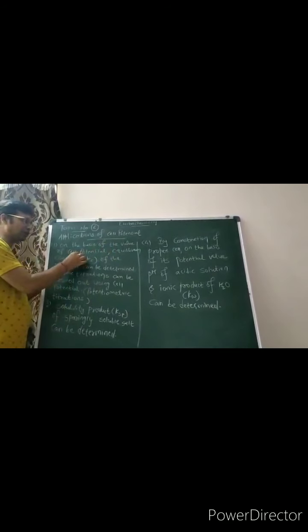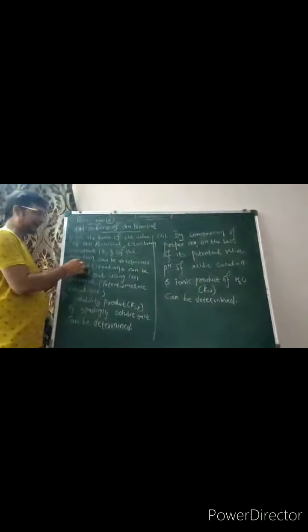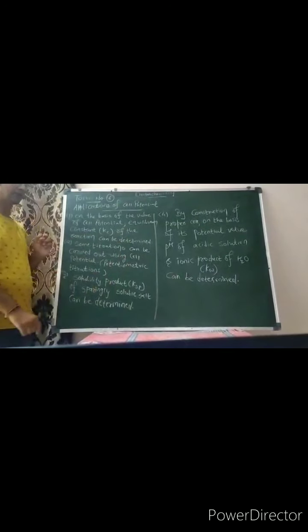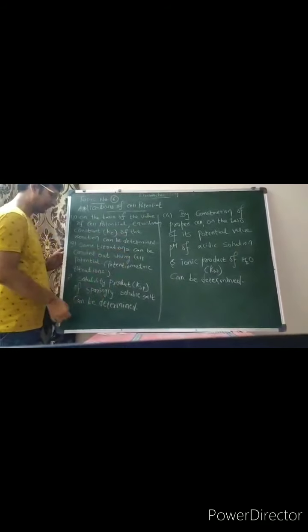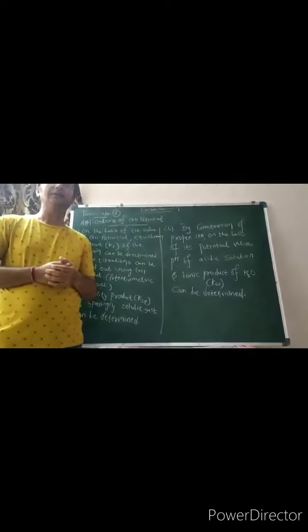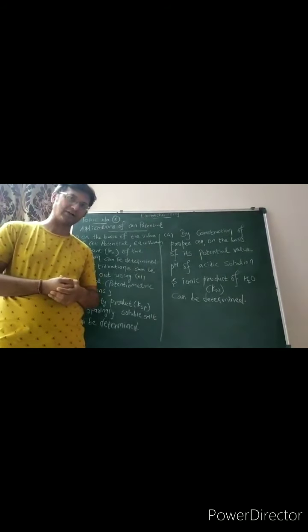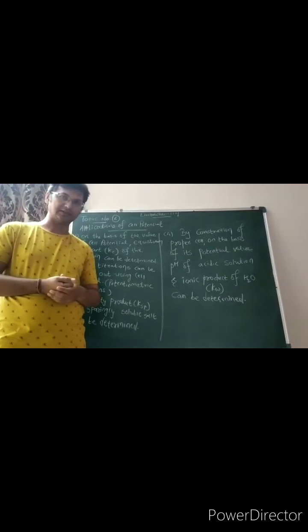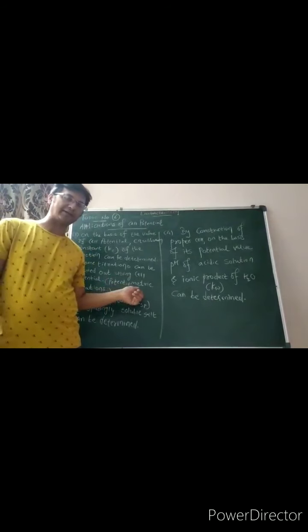So first point, on the basis of the value of cell potential, the equilibrium constant Kc of the reaction can be determined. Second point, some titrations can be carried out by using cell potential. That titration is known as potentiometric titration. Dear students, we discussed acid base titration in 11th standard. In 12th standard we discussed redox reaction based titration. So that is the new thing, called potentiometric titration.